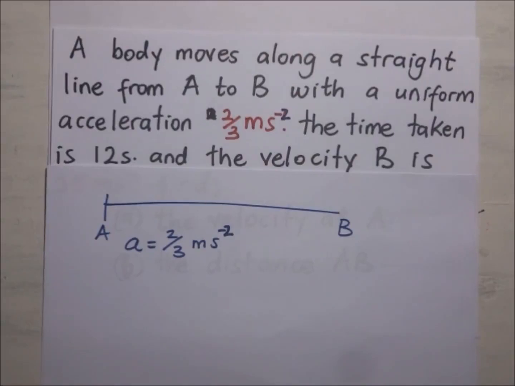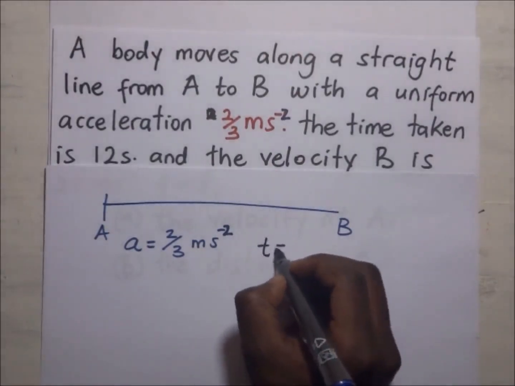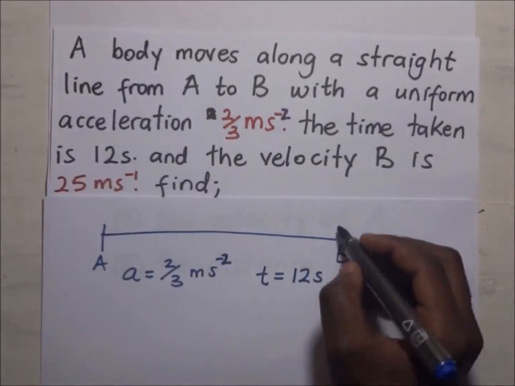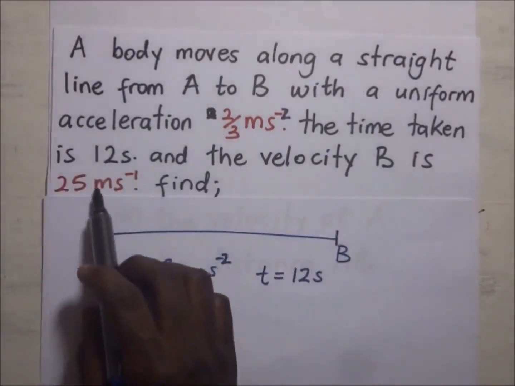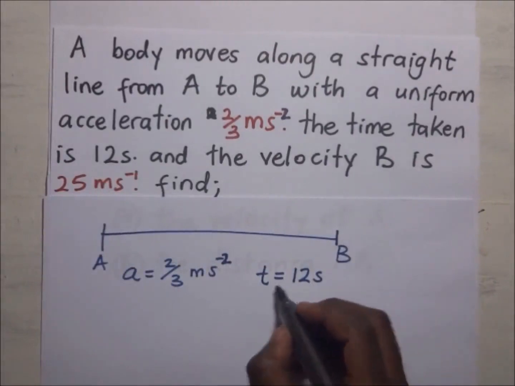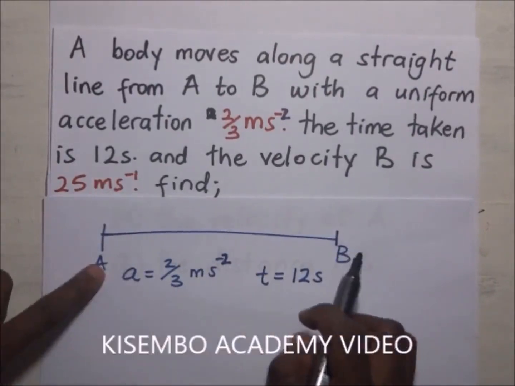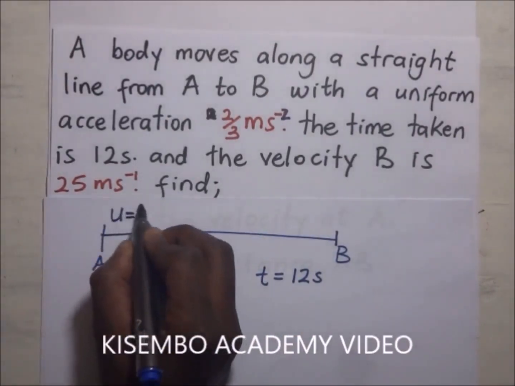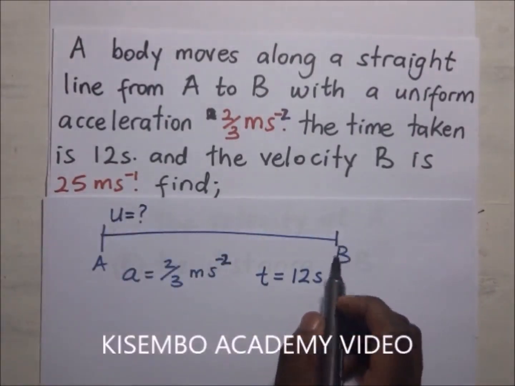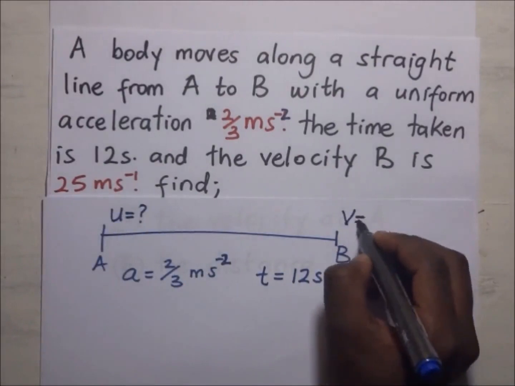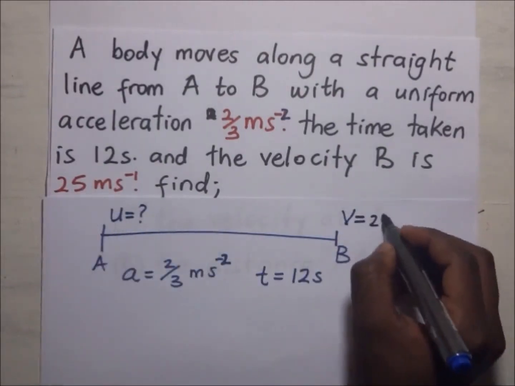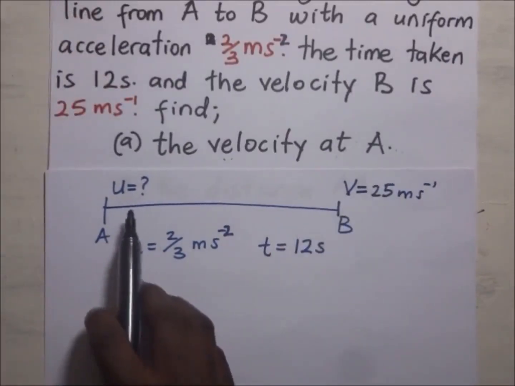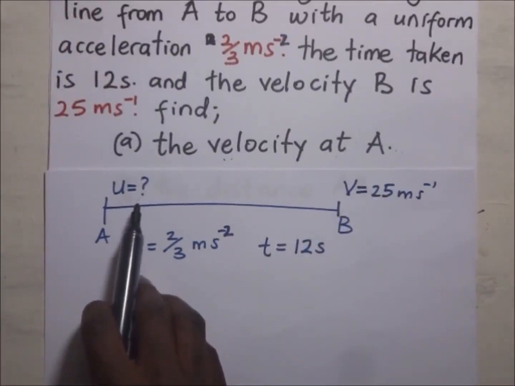The time taken here is 12 seconds. The velocity at B is 25 meters per second. So that is the final velocity, because it starts from A to go to B. The velocity at A is what we shall call our initial velocity, and it's not given in the question. The final velocity at B, which we shall call capital V, is 25 meters per second. Find the velocity at A. So we are being required to find the initial velocity at A.